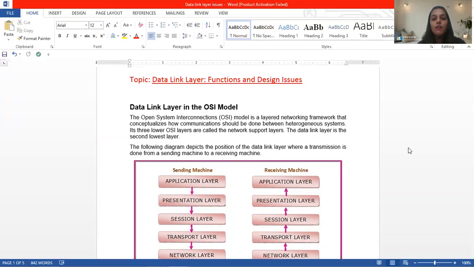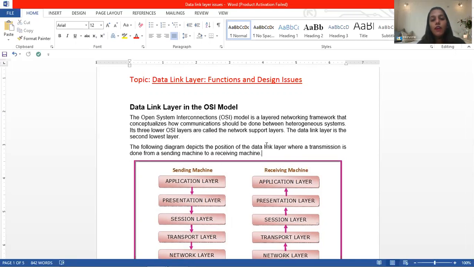Basically, in the last lecture we studied about the OSI model, and the data link layer is the second layer, right? From the bottom it is the second layer. The OSI model is a layered network framework whose three lower layers are called network support layers, and the data link layer is the second lowest layer, right?